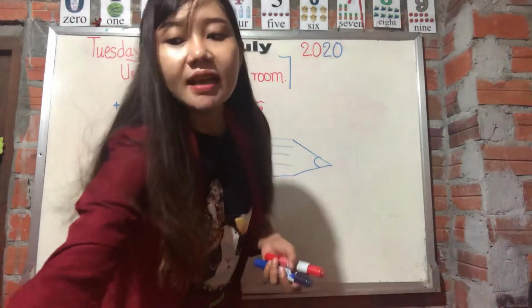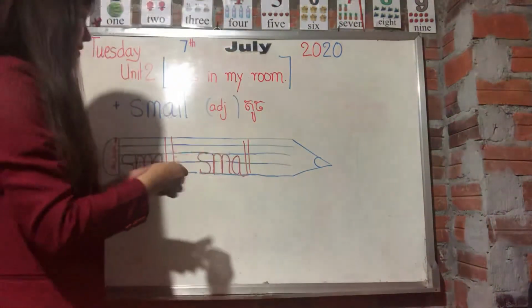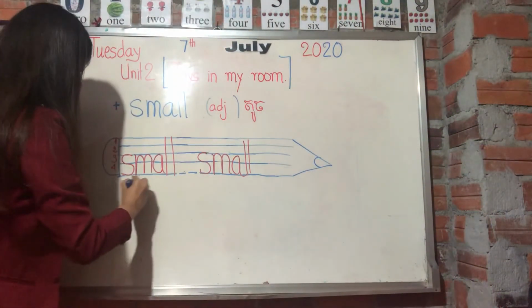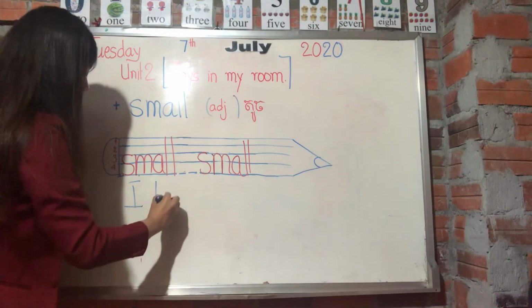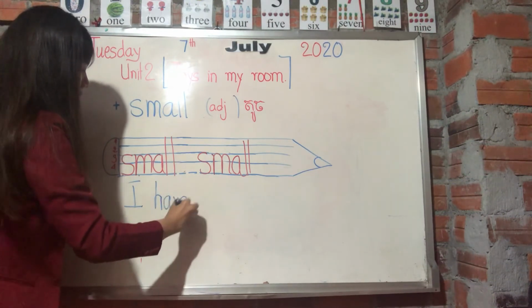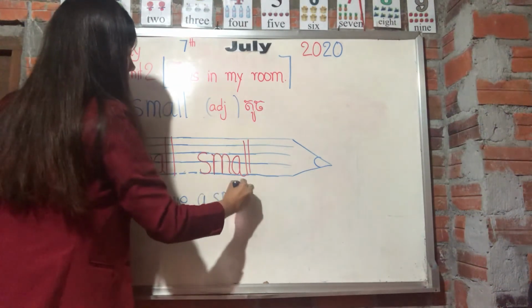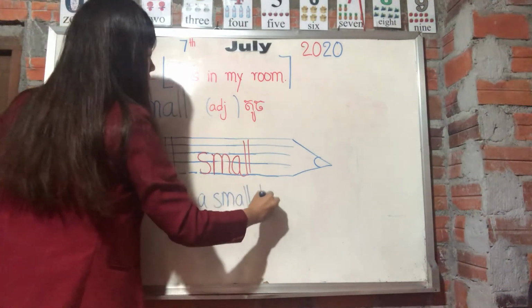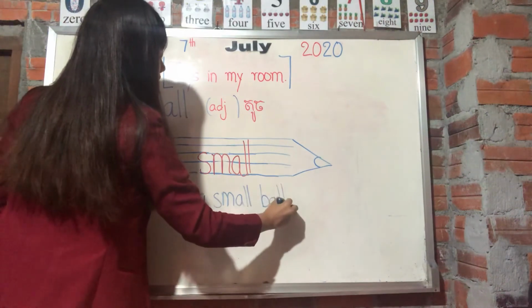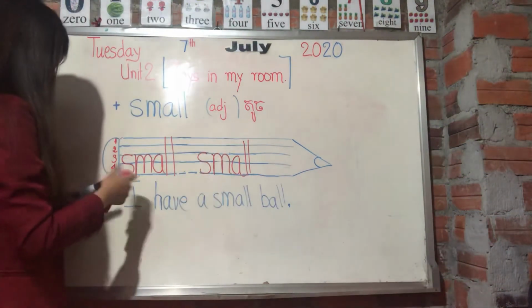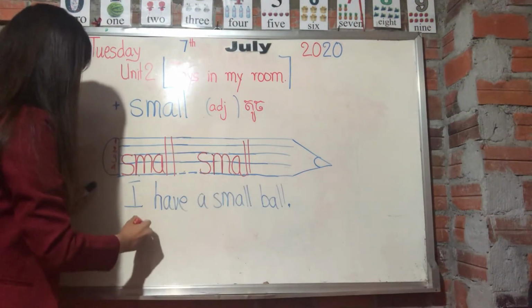So the sentence that you study today is: I have a small ball. Very good.